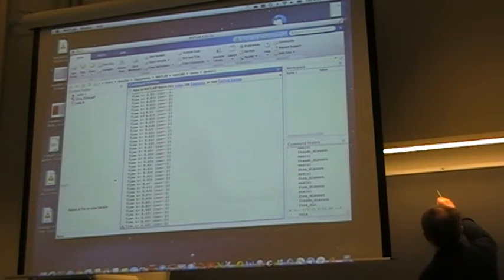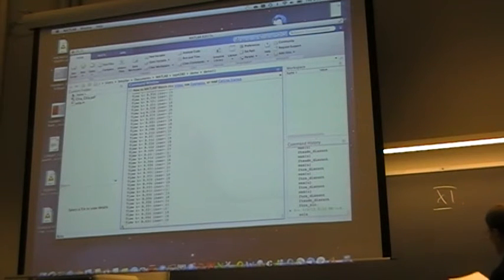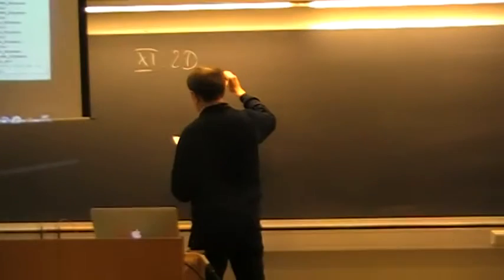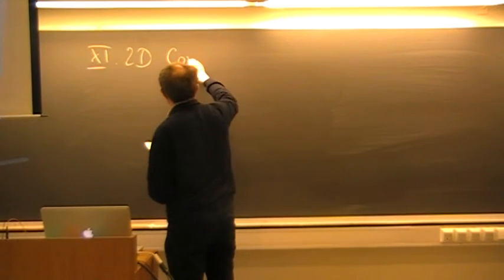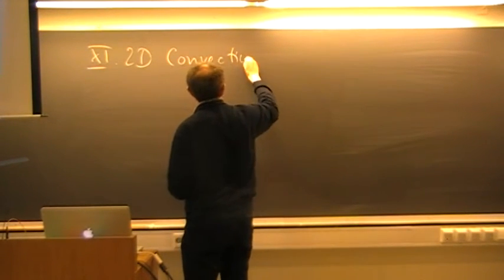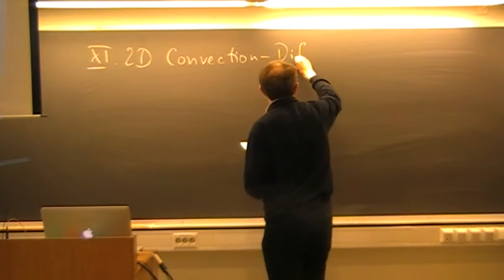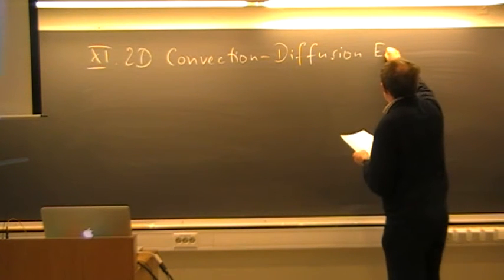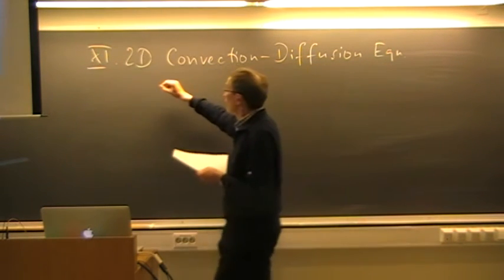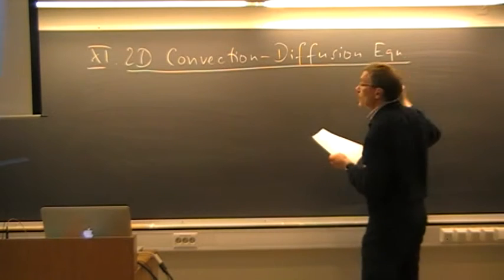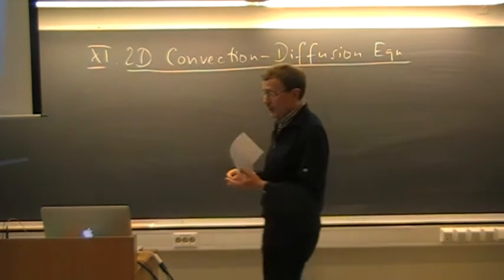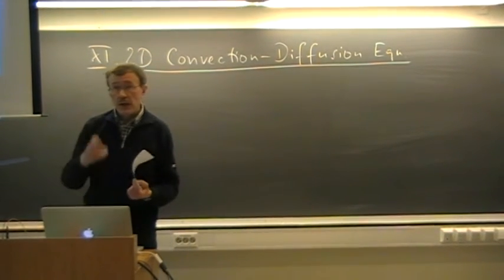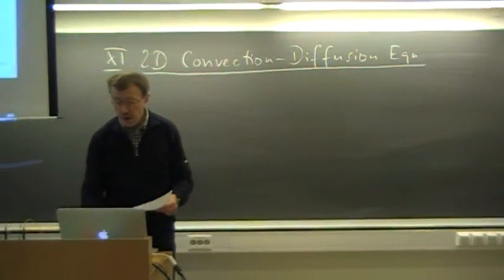So while this is running, we start with the title 2D Convection-Diffusion Equation. Okay, there it has finished. So that is actually exercise 12.